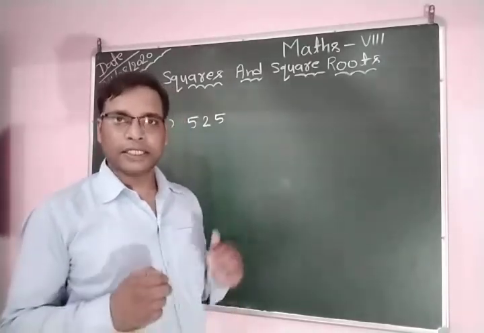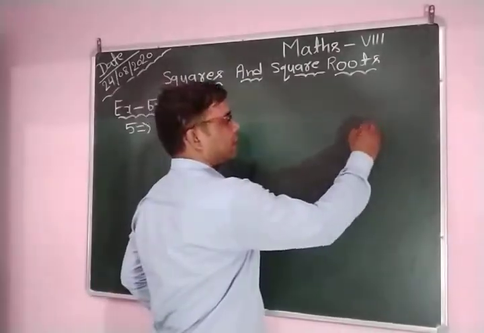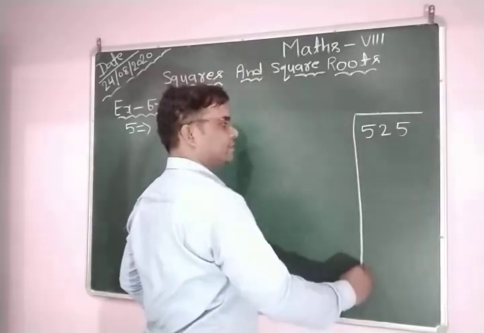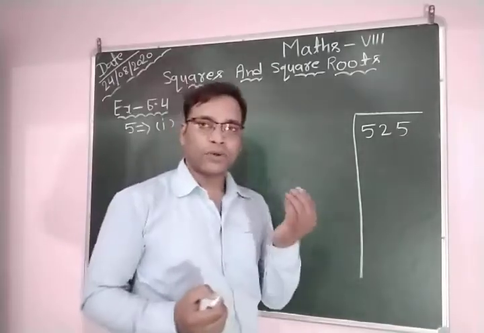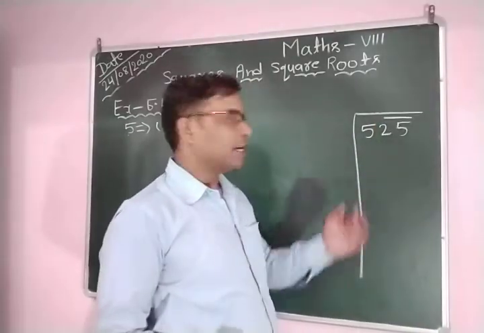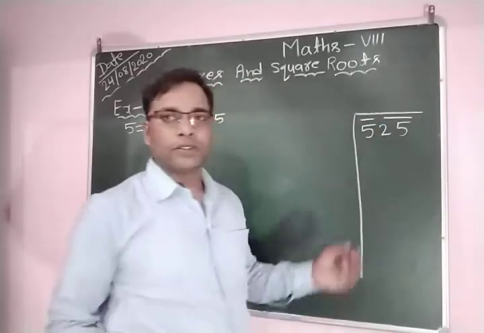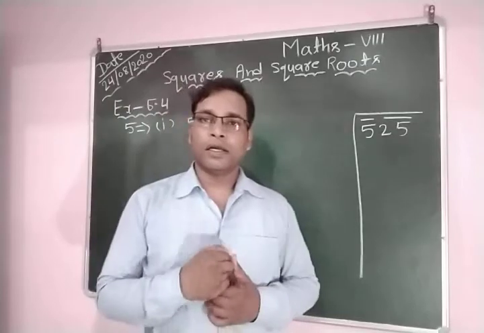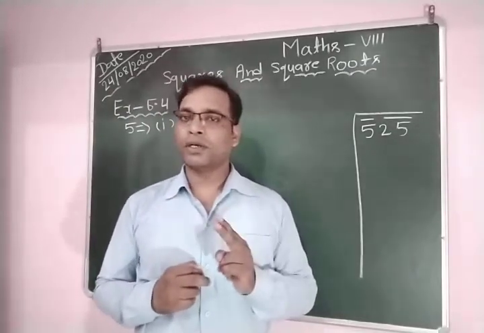In this exercise, the given number is 525 and we write it like this, and pair it from right to left. So we put a bar: the first pair is 25, and the 5 at the extreme left also gets a bar. Here you can see we use 2 bars. It means that the square root of 525 has 2 digits.